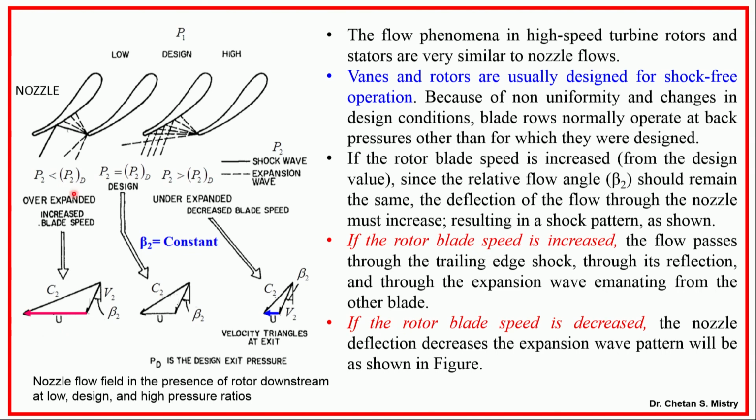So, under that condition my exit pressure will be lower than my design pressure. So, you can understand that this is what acts like an over-expanded nozzle. Here, if you look from the trailing edge, I will have my expansion fans that will be terminated by a normal shock, okay, and this is the flow that will be coming out.